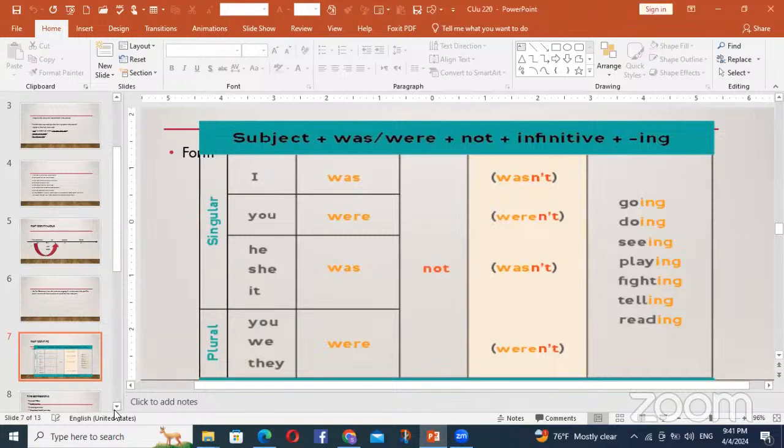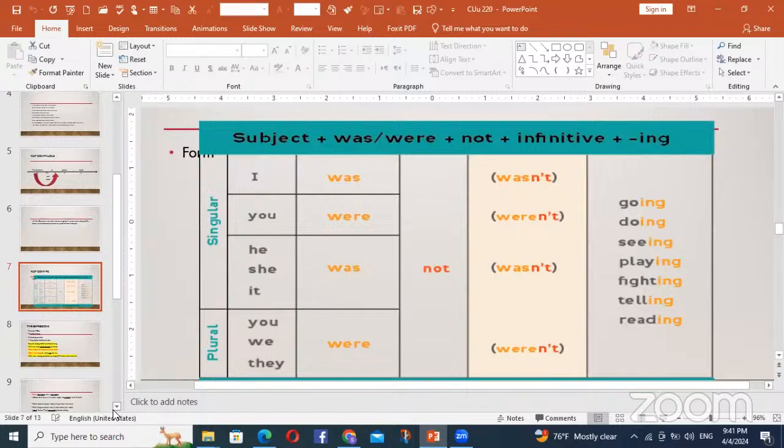Okay? This is the form of the past continuous: verb to be and the action verb in the ing. Since we have was and were in the verb to be, what would we add? We add a not after that.